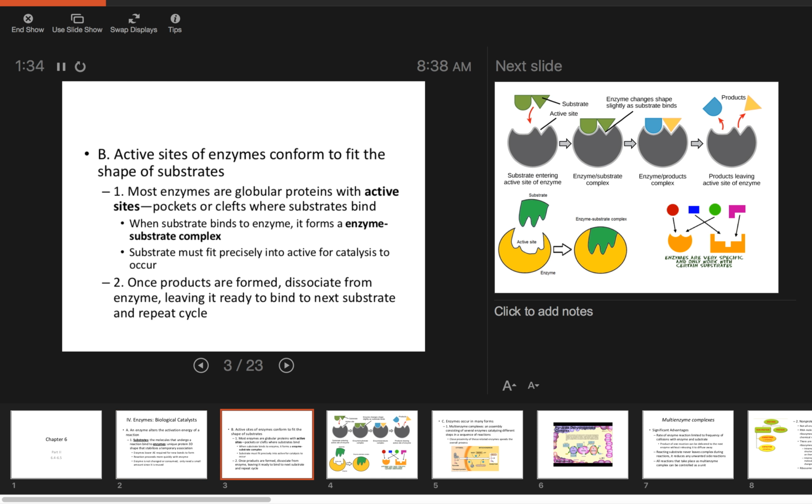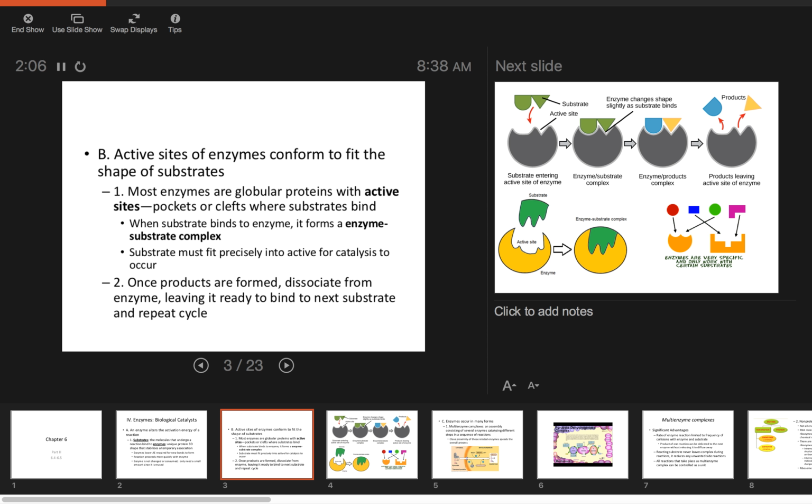So I want to talk a little bit about the active sites of those enzymes. The active site is where the substrates actually bind. A lot of times with active sites, you see a groove, a pocket, or a cleft. You can think of it as a lock and key model, where the lock is the enzyme and the keyhole that the key fits into would be the substrate. And so enzymes tend to be very specific. When that substrate binds to the enzyme, you call it the enzyme substrate complex.